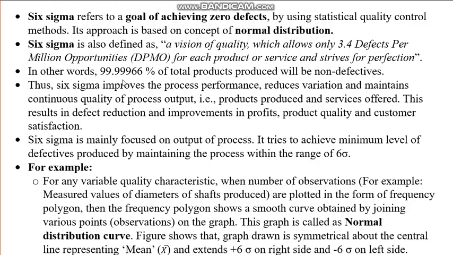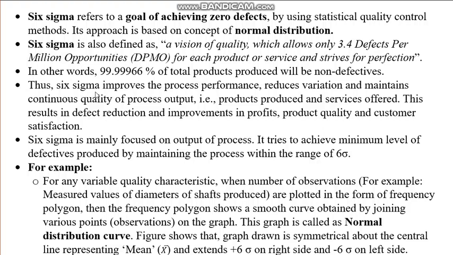You should understand here, what is this 3.4? 3.4 means out of 10 lakhs, 9 lakh 99,996 parts are non-defectives. Only 3.4 are defectives. That is the meaning.